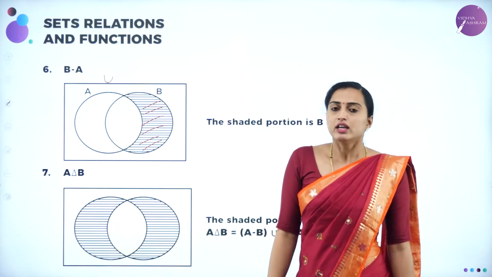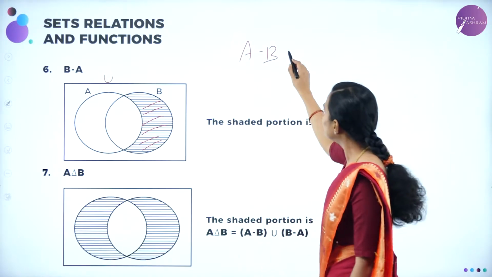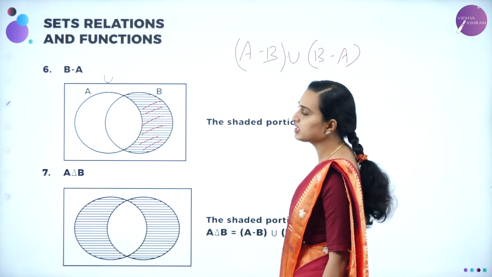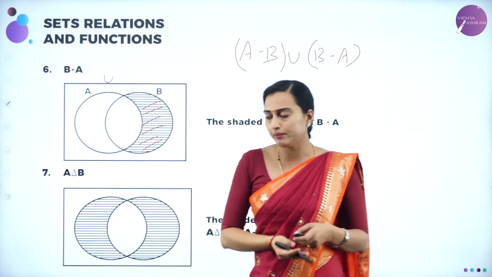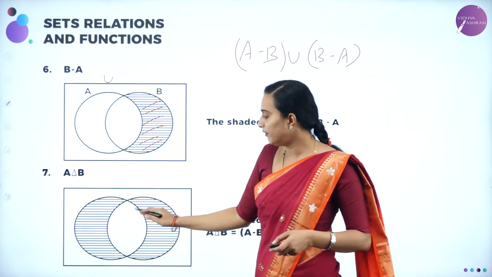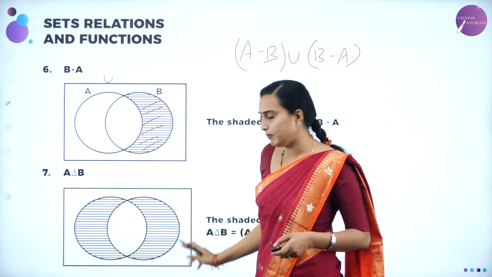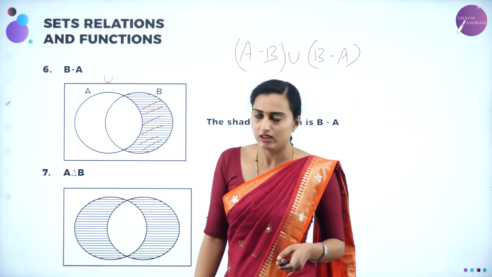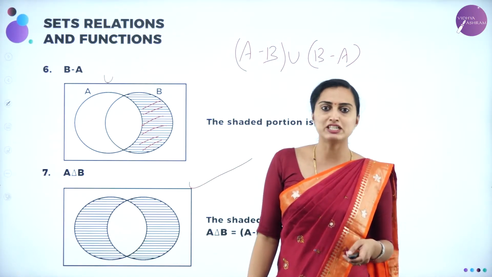Next we'll be moving on to symmetric difference. Symmetric difference means what? Which are in A minus B, correct, union B minus A. The union of these two is the symmetric difference. How are we going to represent it as a Venn diagram? Leaving the intersection, this is A minus B, this is B minus A. The union of those two is the symmetric difference. So this is how we represent the symmetric difference.